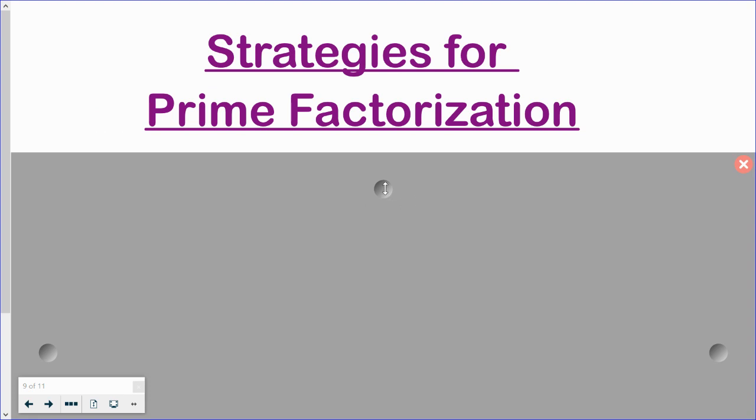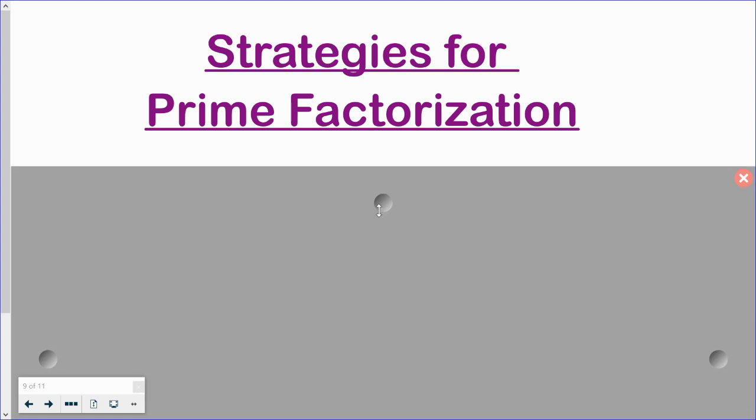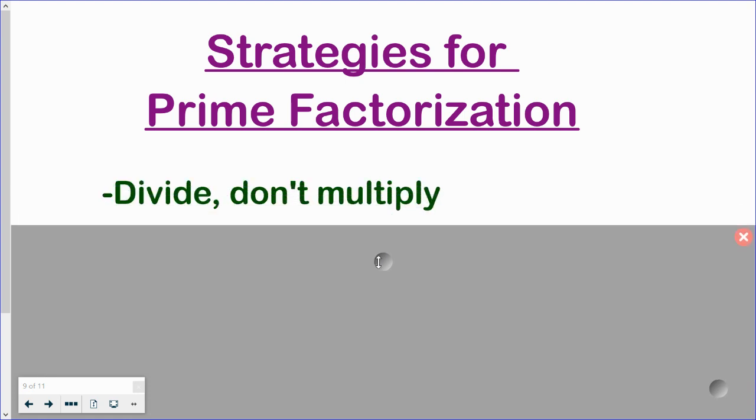Strategies for prime factorization. If you're getting stuck during your prime factorization, here are some things that could help you. Divide, don't multiply. Instead of focusing on trying to multiply two numbers till you hit your target number, do the opposite. The opposite of multiplication is division.